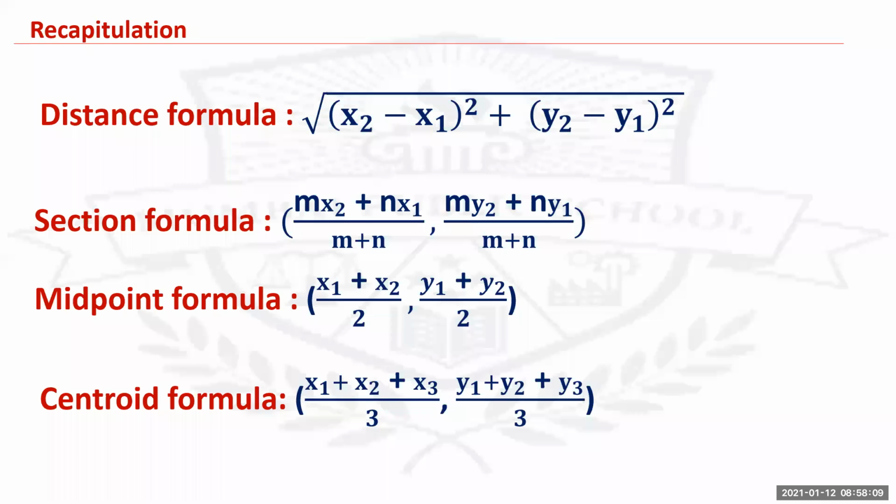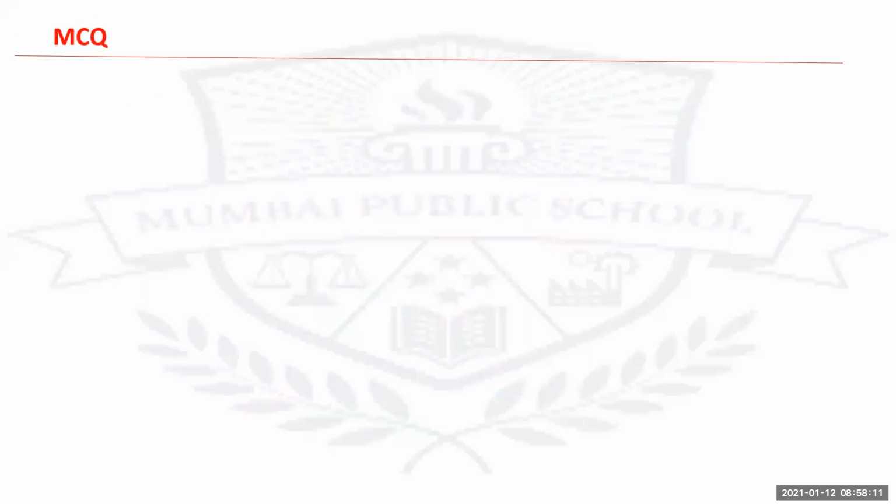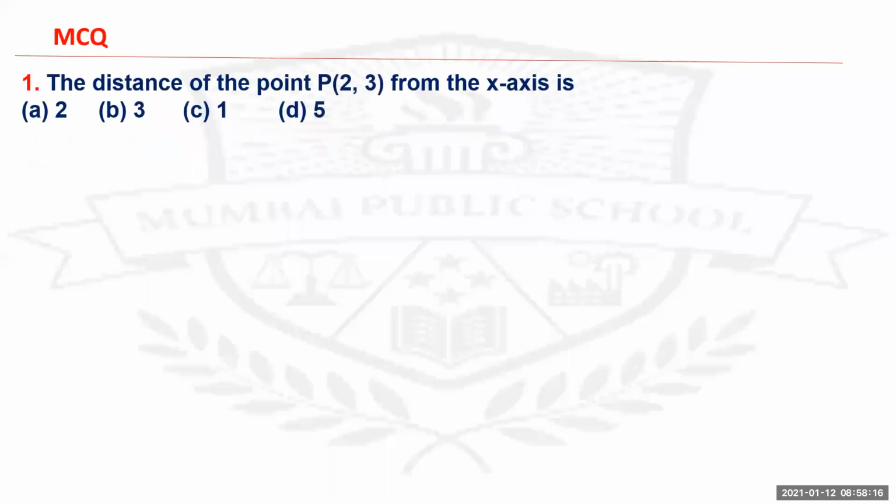So let's move ahead. We'll solve some MCQ questions. Now see, the first question: the distance of point (2, 3) from the x-axis is, option A 2, option B 3, option C 1 and option D 5. This we'll solve afterwards. You have to just go through these questions. You're going to do this as assignment questions.